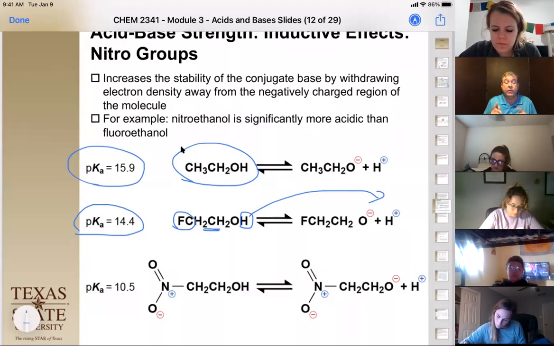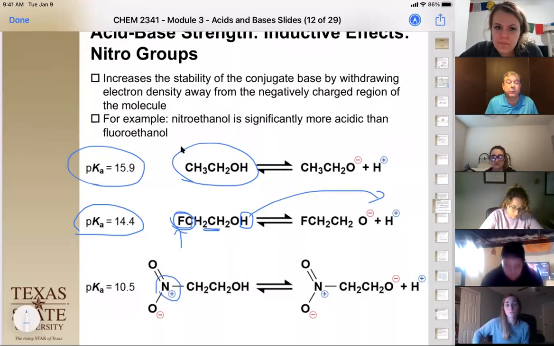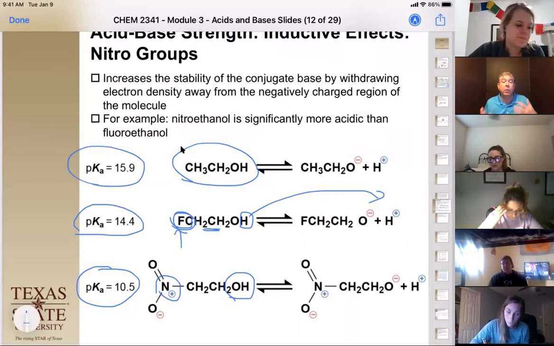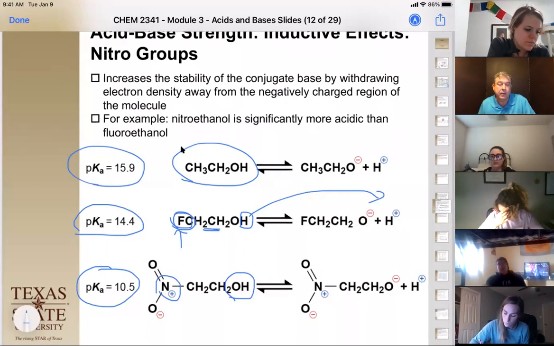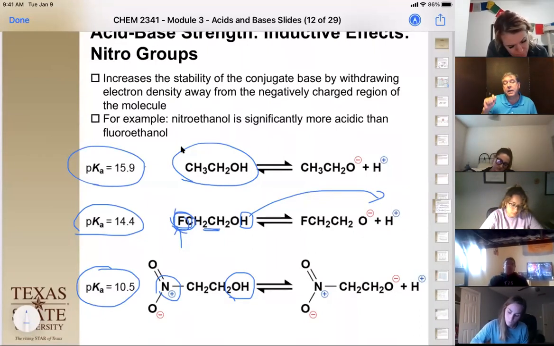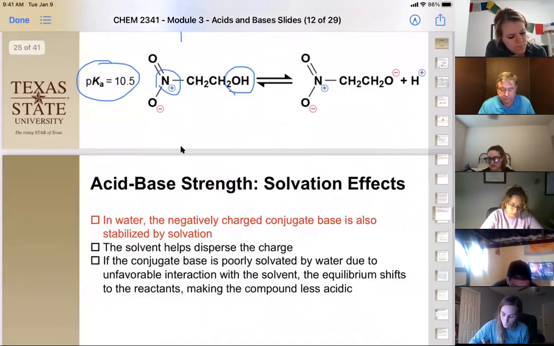However, the nitro group, because this is neutral and has a formal charge of 0, and this is neutral that has a formal charge of +1, it actually can pull more electron density and therefore makes it more acidic. So our alcohol here is becoming more acidic than the fluorinated version or the regular version. And it has everything to do with that nitro group being that strong electron withdrawing group.